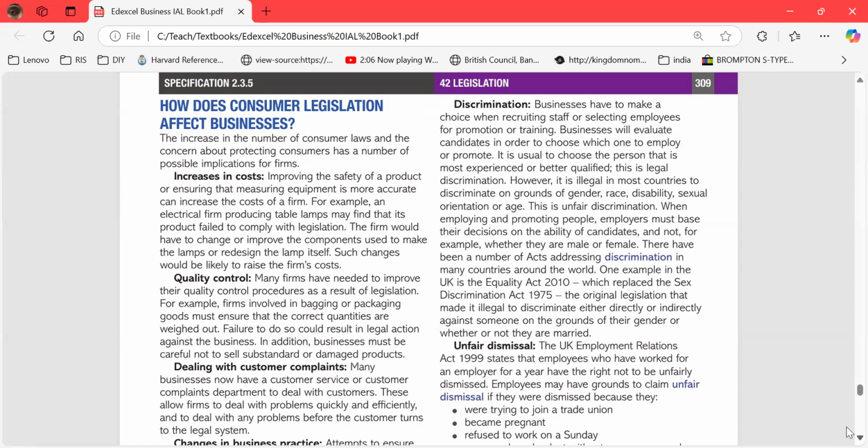One of the main things is an increase in cost. When you're making your product safe or high quality and maintaining different standards, it will increase your production cost. So business may suffer because of this legislation in terms of increase in cost. Then again, we have quality control. The quality control department of the business has to be very cautious so that it meets the standard of the legislation.